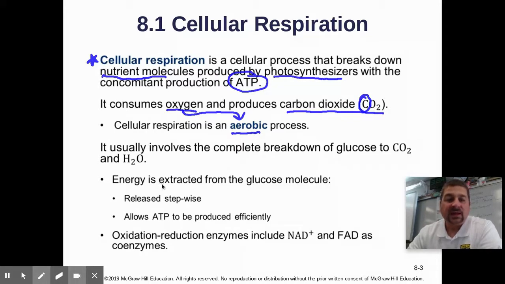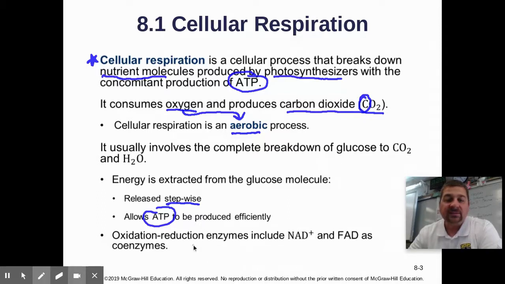Energy is extracted in steps. It doesn't just take the glucose and go whoosh, because it would release so much energy. It breaks it down step by step by step in small little steps in order to give out just a little bit of energy at a time. This allows the ATP to be produced more efficiently and not just, whoosh, it all lost as heat. We already lose a lot of it as heat the way it is.